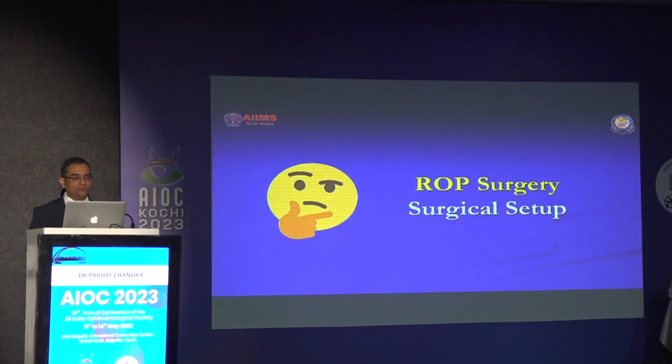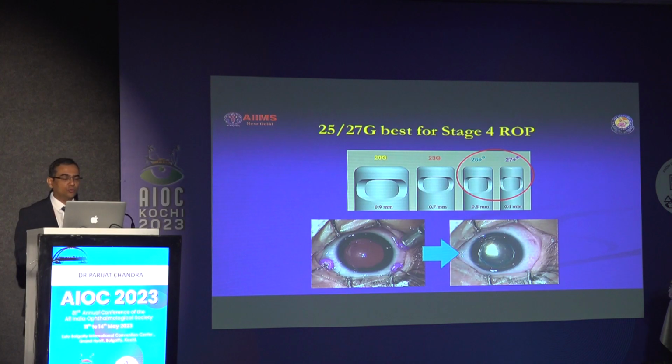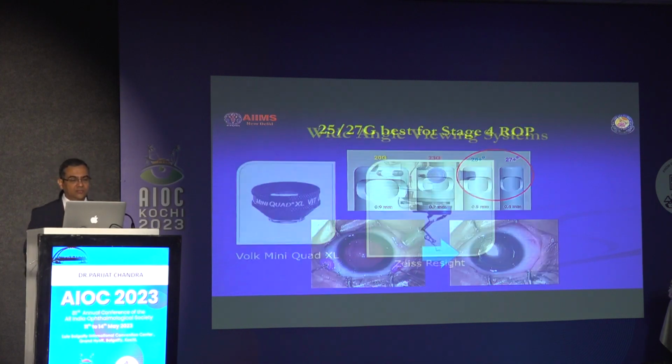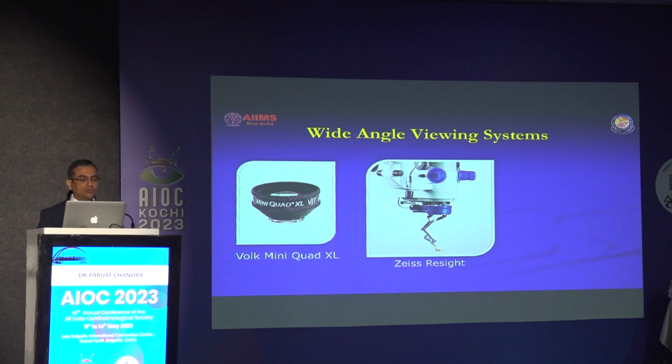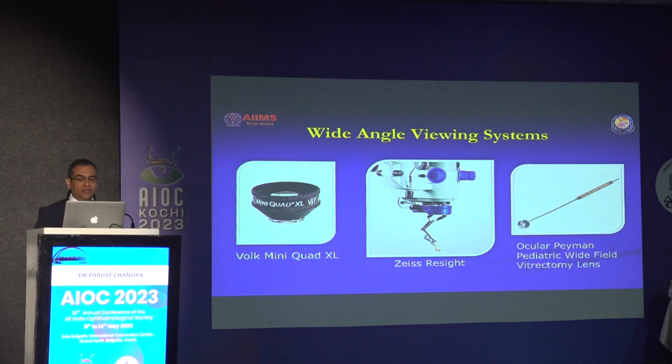So ROP surgery, let's talk about something about surgical setup. Obviously I like to do 25G surgery, but 27G surgery also is a good situation. I'll just come to that. I try to use the VOC Mini Quad XL lens. This works very well for me. Many people like to use the Zeiss Resight. Sometimes in very small eyes, you might like to use the ocular pediatric lens, which again fits very well onto these eyes.